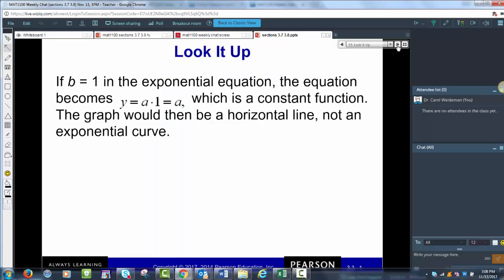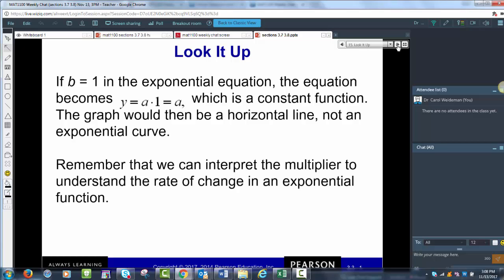So if b, remember that's the base, is equal to 1, then the equation simply becomes y equals a, which is a constant, and then that would just be a horizontal line and not an exponential curve. So we're always going to want b to be greater than 1.